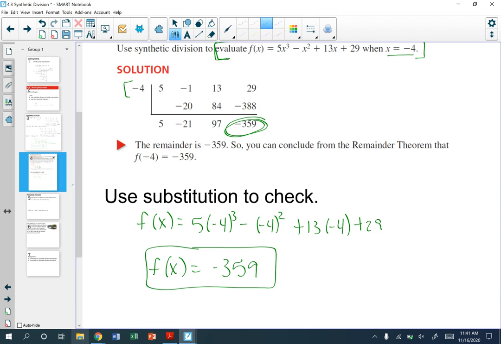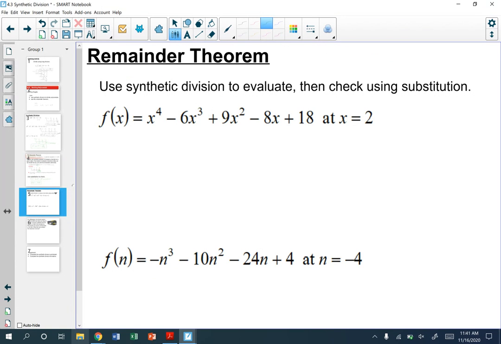So let's practice this. Use synthetic division to evaluate, then check using substitution. We're going to set this up as if we were doing synthetic division. I look at my coefficients, which are 1, -6, 9, -8, and 18. I notice that all of our terms are there from 4 to 0. They already solved here, x equals 2. So I'm going to put a 2 there and bring down my 1.